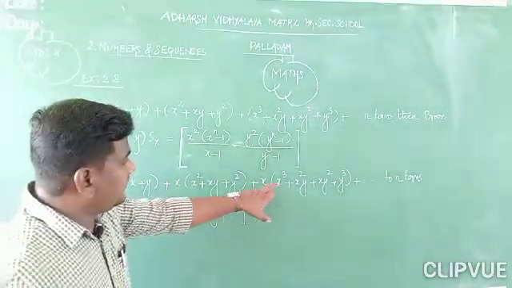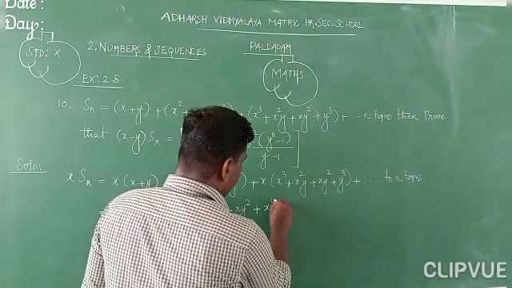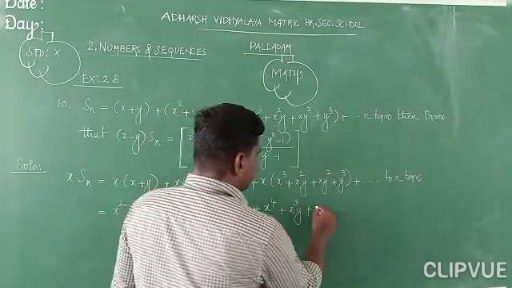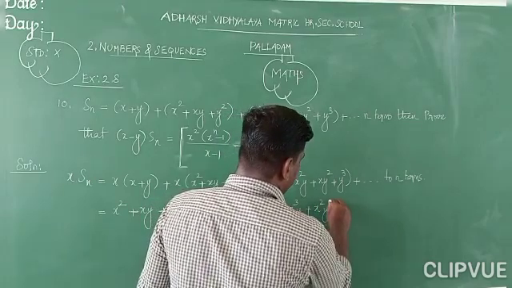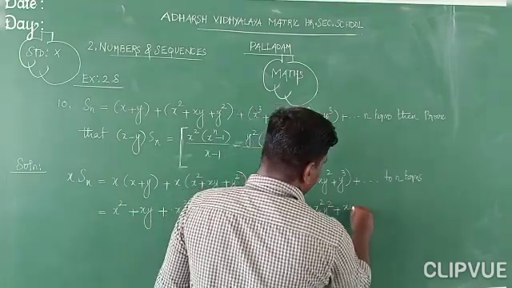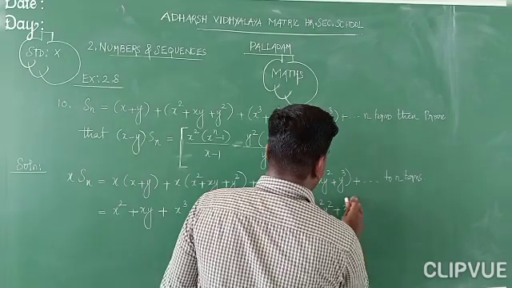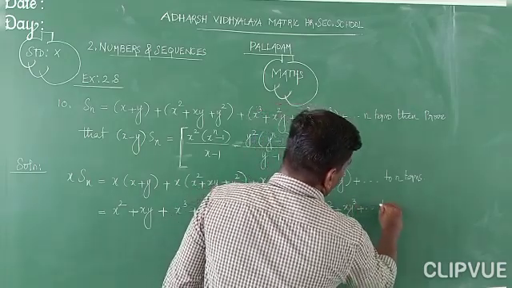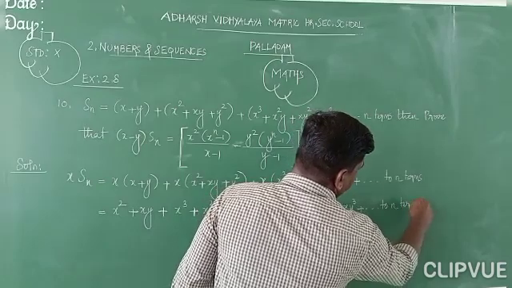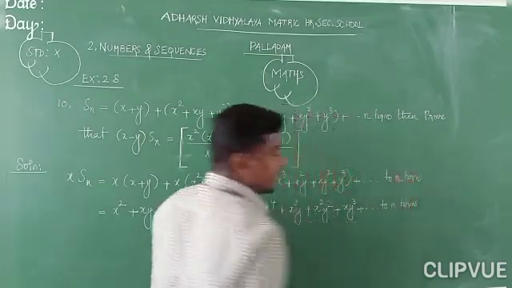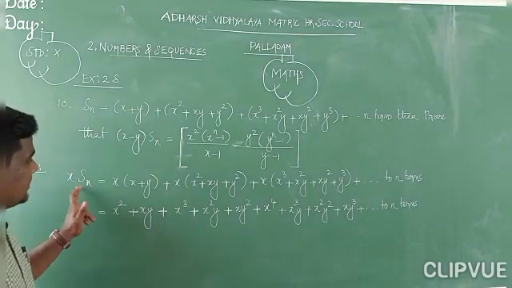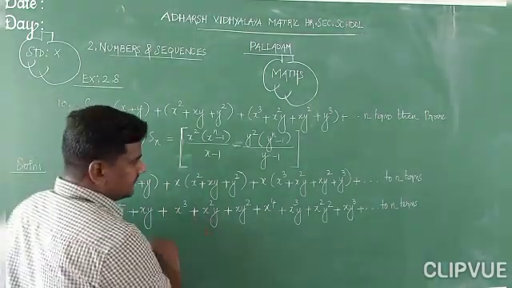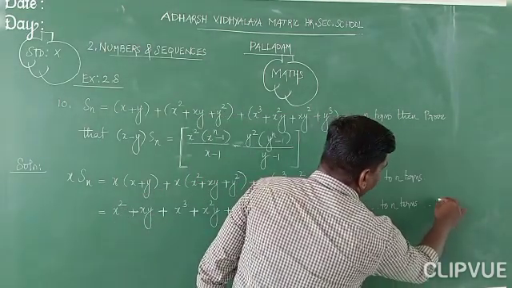So this x into x cube, what do we get? x power 4 plus x cube y plus x square y square plus xy cube. Sorry, x into y cube, xy cube, to n terms. Okay, so what we did here, we multiplied x on both sides. Now you can take this as equation number 1.